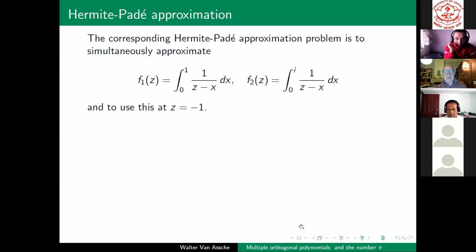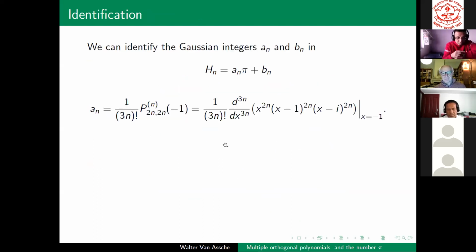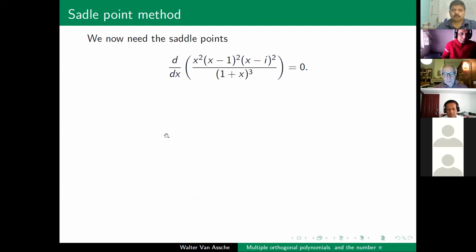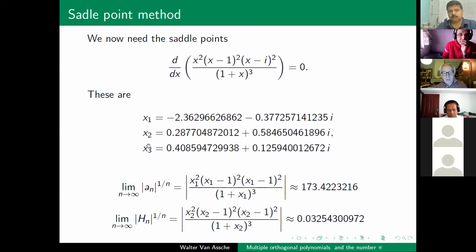Again, this is not the best. The rational approximation now is over intervals 0 to 1, and now 0 to i instead of -1 to 0. If you evaluate it at -1, you would get log 2 for the first integral, and log 2 over 2 minus i pi over 4 for the second integral. You can get rid of the log 2 by taking this linear combination, and for the rest you do the same thing as before. You use saddle point methods. You will get, I'm going to go a bit faster now, the saddle points will be 3 different numbers, and you can work out exactly what the asymptotic behavior is going to be.